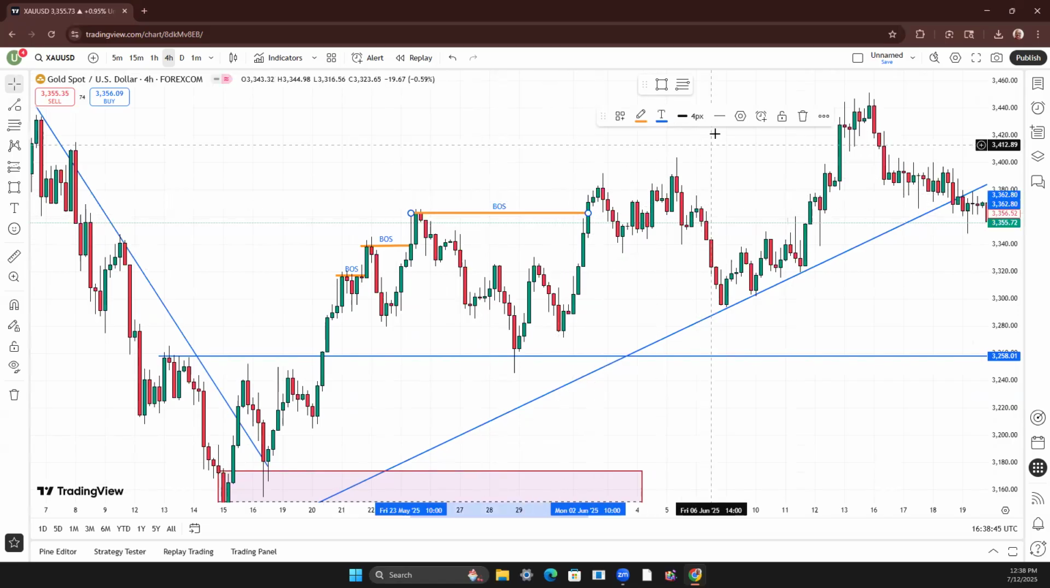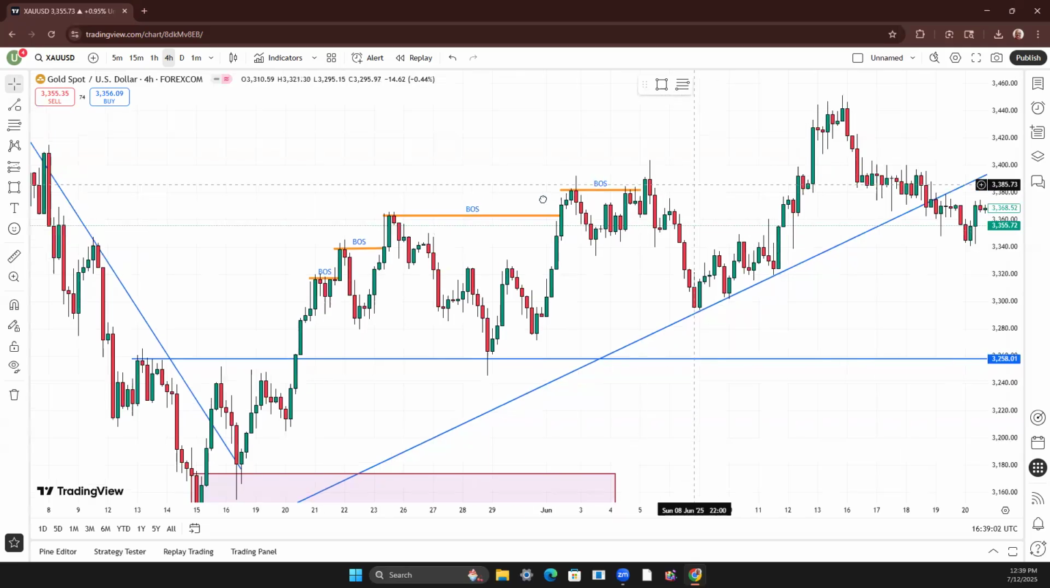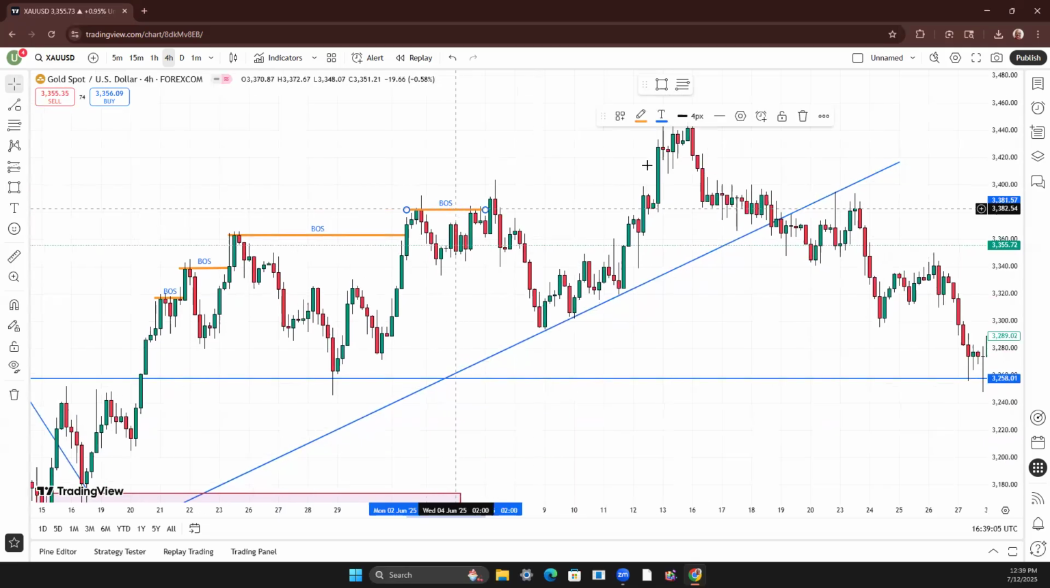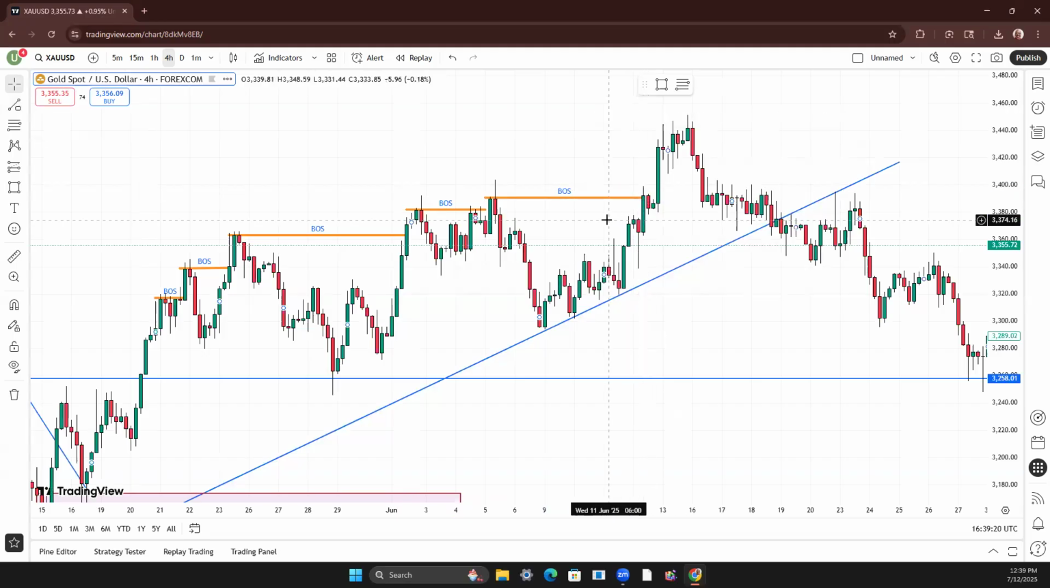So again, clone this. We say this here's another higher high, right? This high is higher than this high. So we have another break of structure right there. And then we have another break of structure on the next candle. Keep cloning it until it exhausts itself on the top of the trend. So here's another one right there.